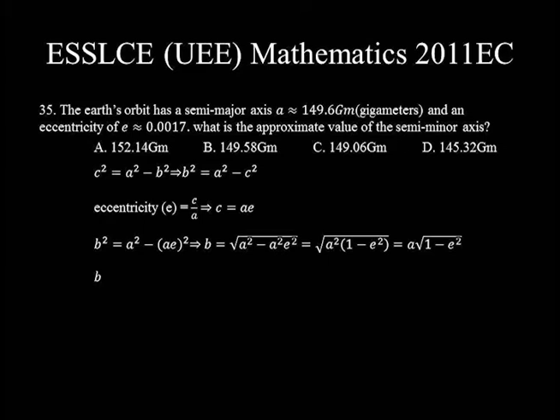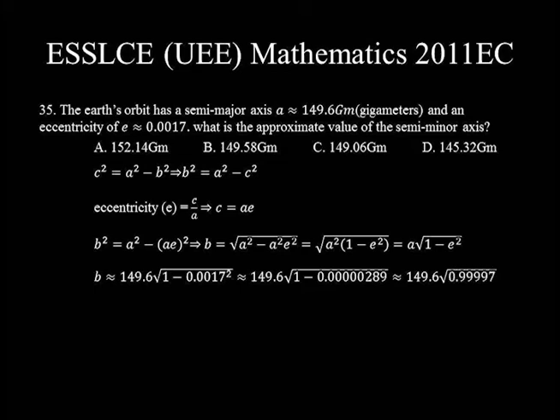Thus, b is approximately equal to 149.6 times the square root of 1 minus 0.0017 squared. 0.0017 squared is 0.0000289, so this is approximately 149.6 times the square root of 1 minus 0.0000289, which is 0.99997. The square root of 0.99997 is 0.99985.